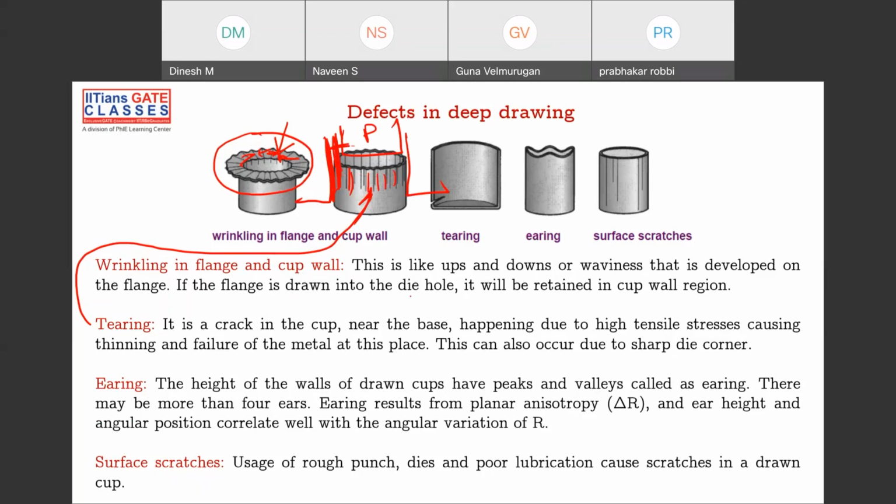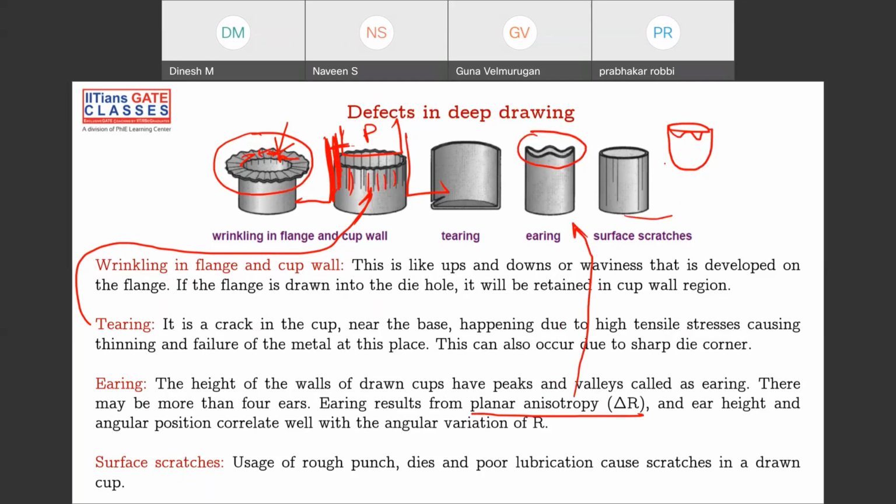Okay, and earing is on the top of the cup. It's not exactly parallel. It might have some waviness, and that is called earing, because that results from the planar anisotropy of your material. Let's not go deeper into that. This is the reason why these earings are happening.